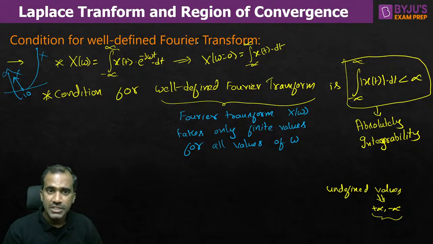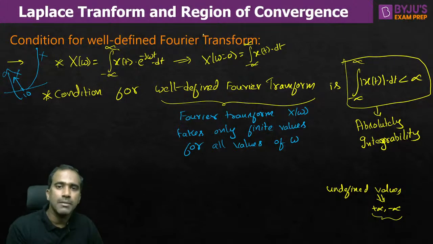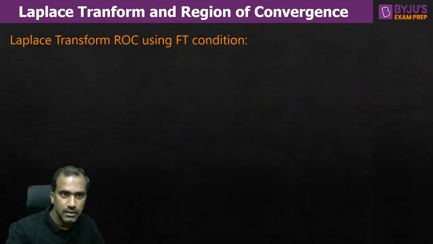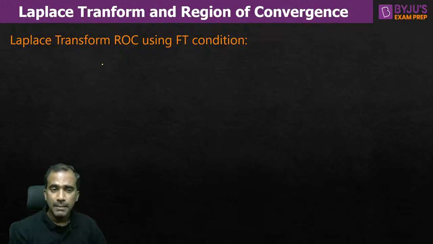Right, let me move on to the next slide. So we have understood the condition for a well-defined Fourier transform. Whatever we have learned here, the same thing we are going to apply for the Laplace transform also. Let's learn the Laplace transform ROC using the Fourier transform condition. Let me write whatever we have learned in the previous slide.